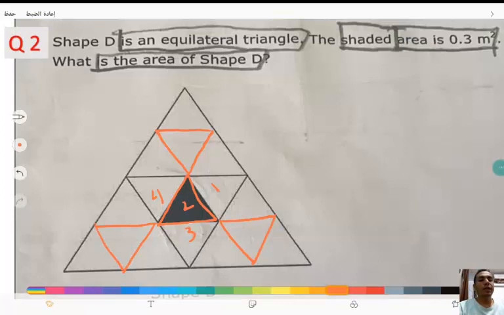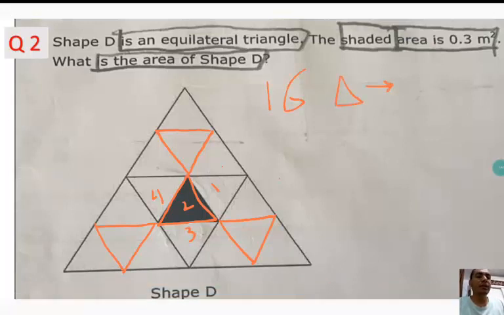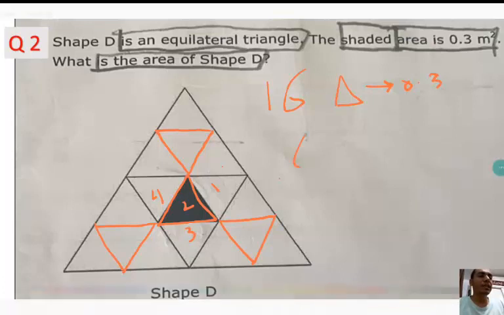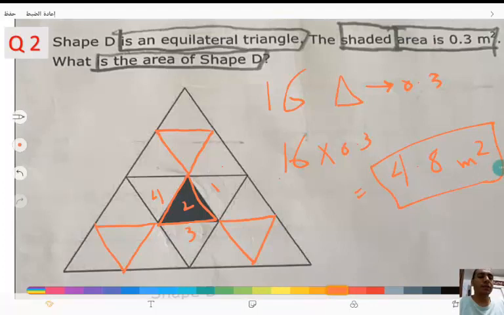So finally shape D is divided into 4 times 4, which is 16 equilateral triangles. Each has an area equal to the shaded one, which is 0.3. That means the total area of the shape D is 16 times 0.3, which is 4.8 meter square. That's the answer. That's it.